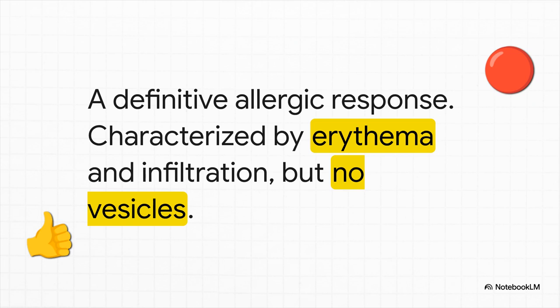Okay, so this is your classic bread and butter 1+ positive. You can see the erythema, you can feel the infiltration or papules under your finger, but the key here is what's missing. There are no vesicles. It's a definite yes from the immune system, just not a screaming one.